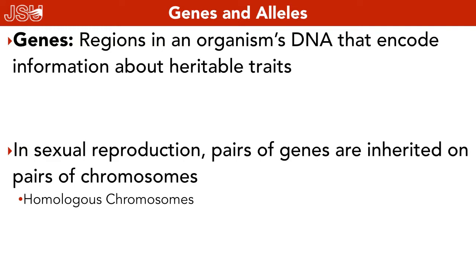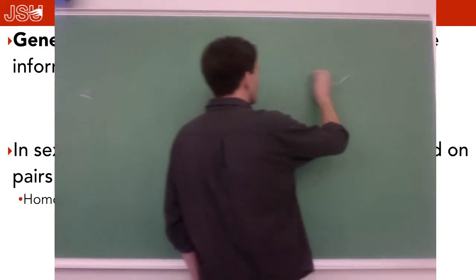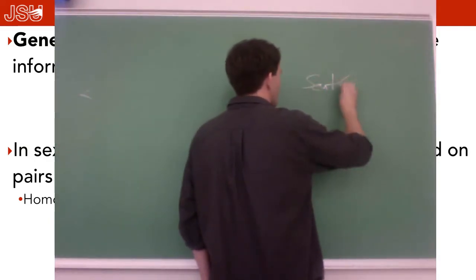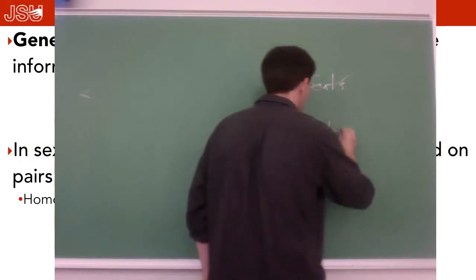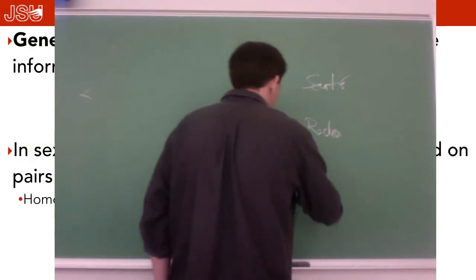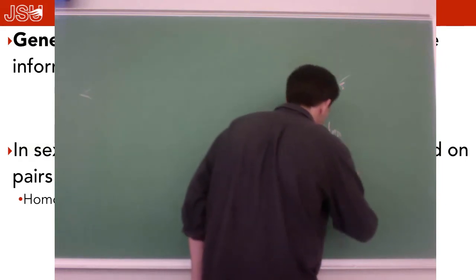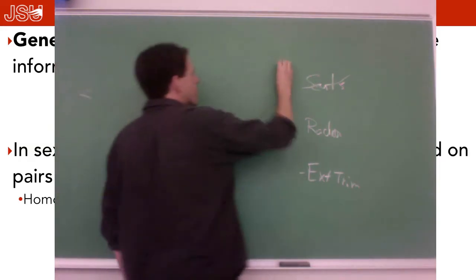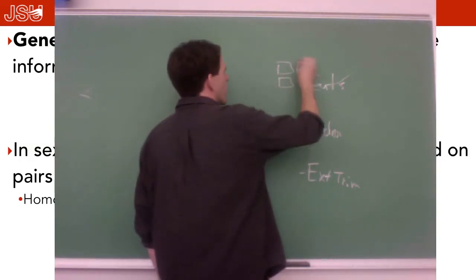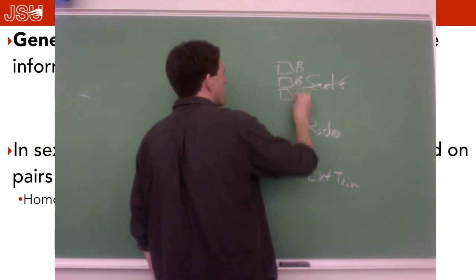You ever go get a car and the dealer comes in and he says, well, here's the option list? You ever see that? So he'll say, here's the option list. Here's the seats. Here's the radio. Here's the exterior trim. You have some options for seats. You may have some black seats, some brown seats, maybe some red seats. I don't know if that's your thing.